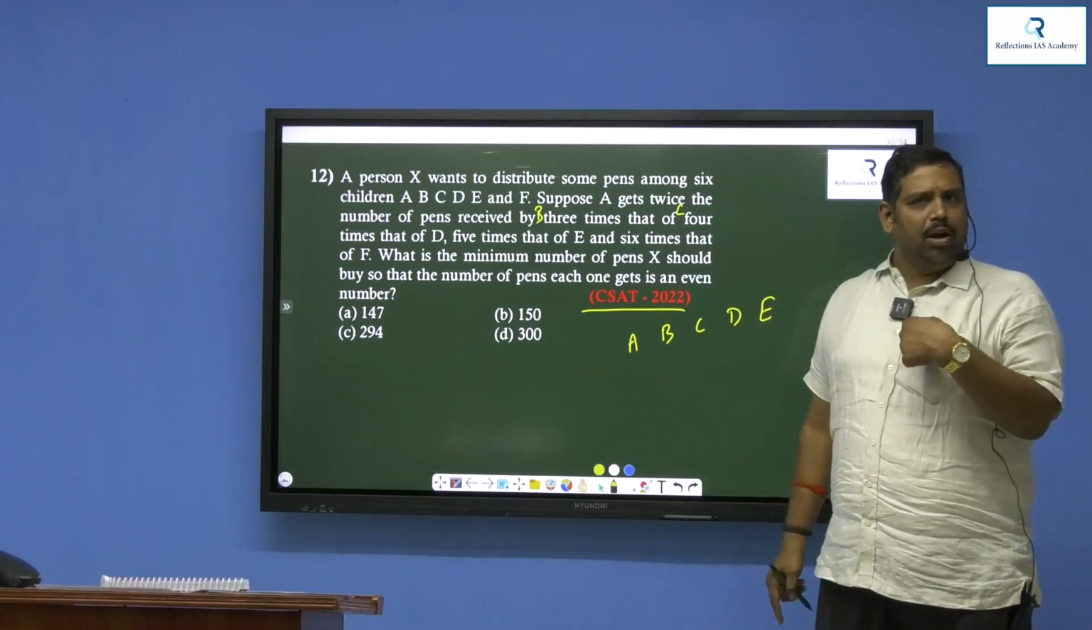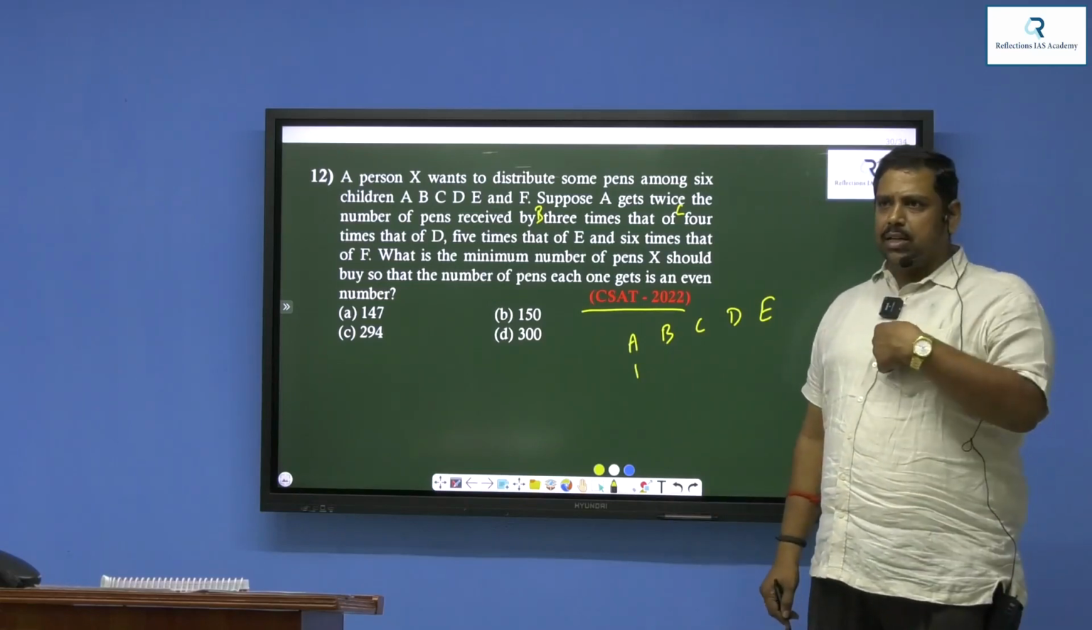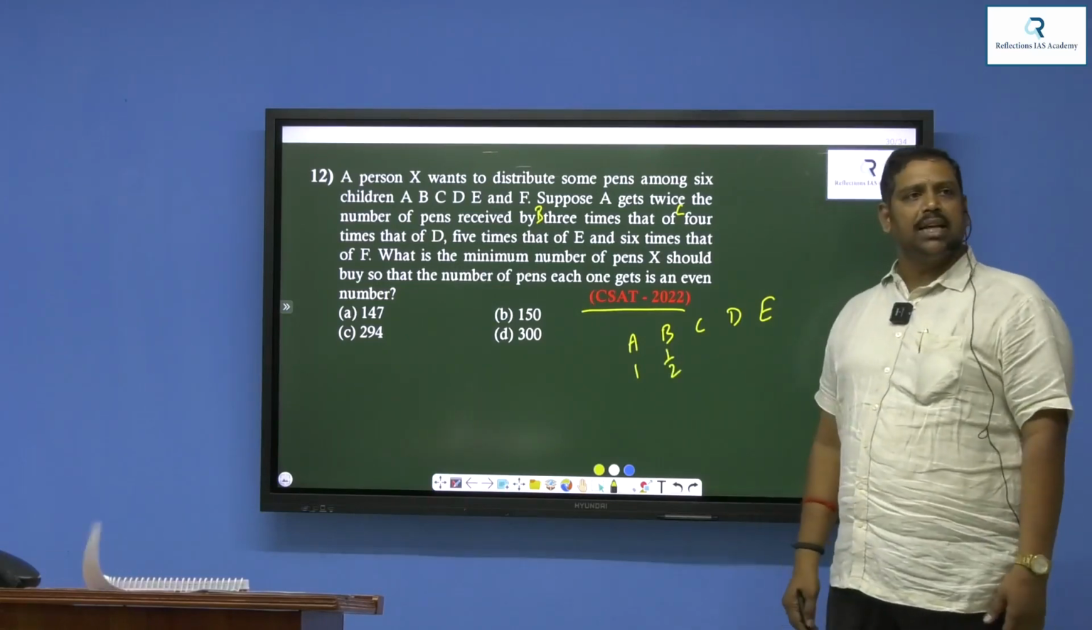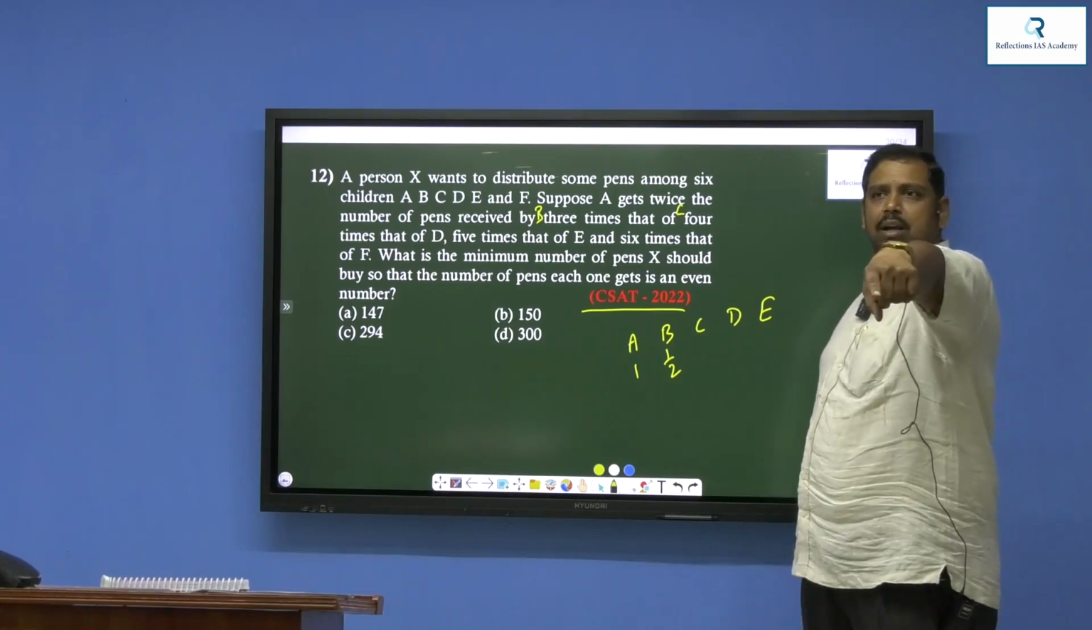Everywhere A is common now. I'll decide A is equal to 1. A gets twice that of B, which means B has only half. Yes or no? A gets thrice that of C, so C gets 1/3.